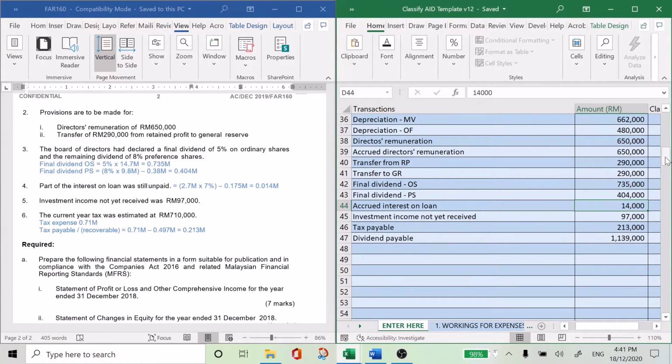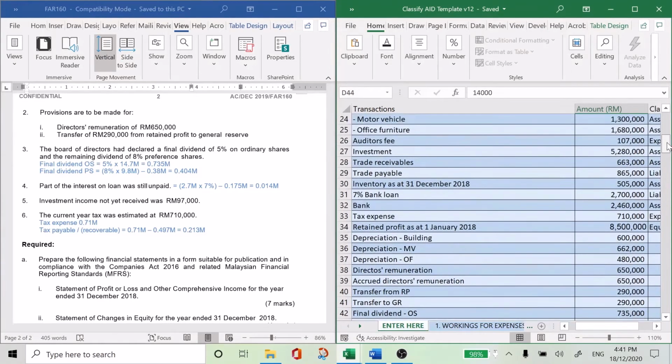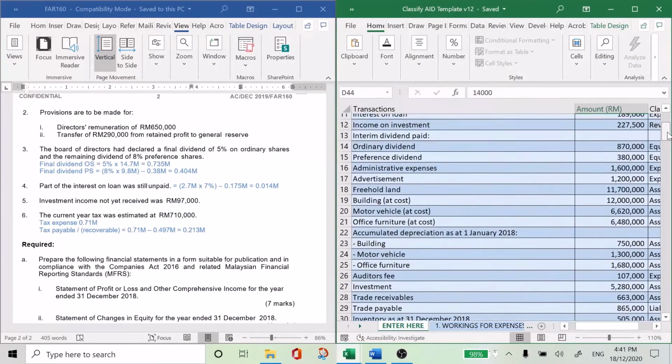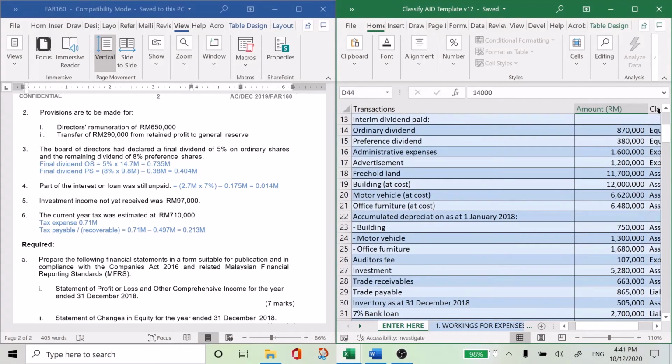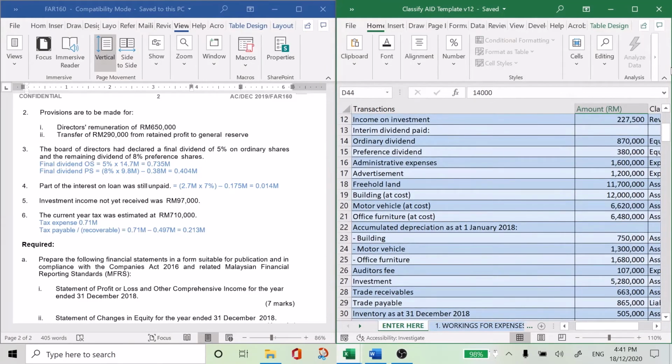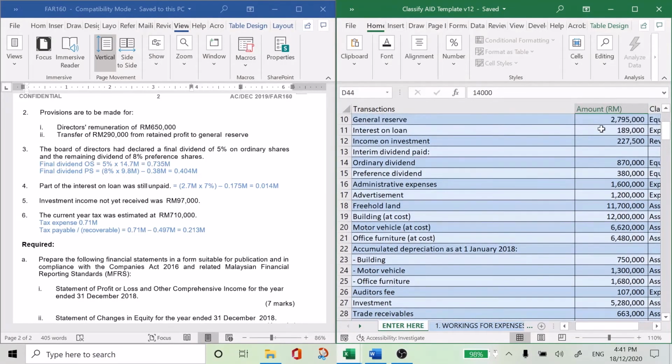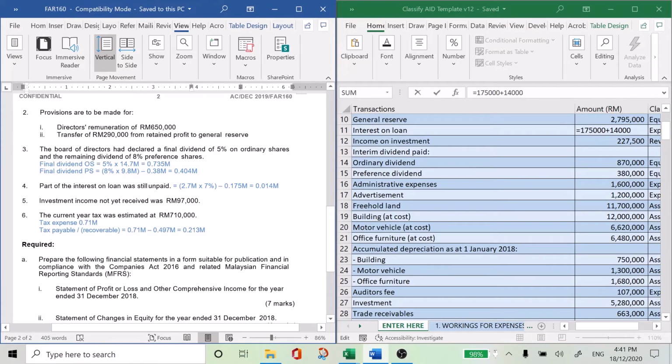And then for accrued expense, we have to adjust also the expense account. We have to add to the expense account. So what happened here? Interest on loan: this is the original amount recorded in the trial balance. Then I add the accrued amount, 14,000, because that is the amount of expense incurred for the year. Alright, investment income not yet received was 97,000.